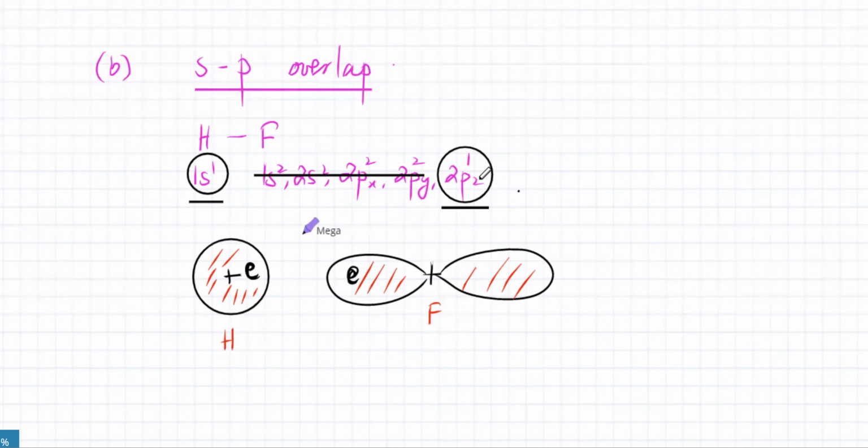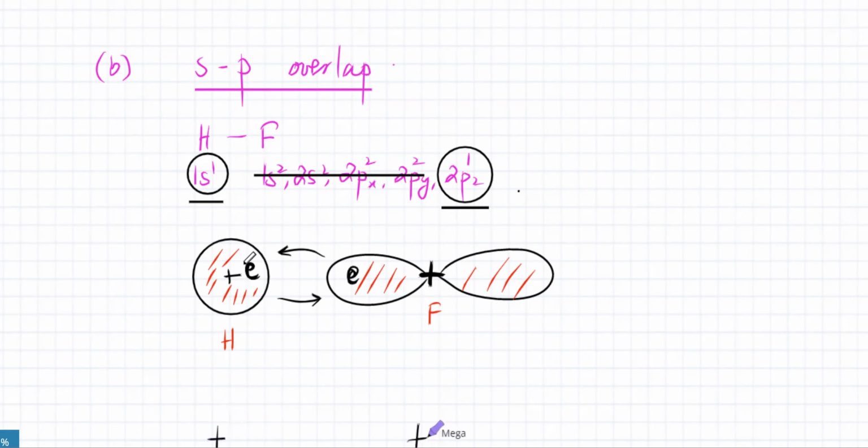I'm not drawing all the other orbitals because they're already full. So fluorine needs electrons in the p orbital over here. It needs one more electron. Hydrogen needs one electron in its spherical orbital over here. It still needs one electron. So they would start fighting over those electrons. Both will try to pull each other's electrons. And now what will happen is that the two electrons are going to get stuck in the middle. So the orbitals would merge.